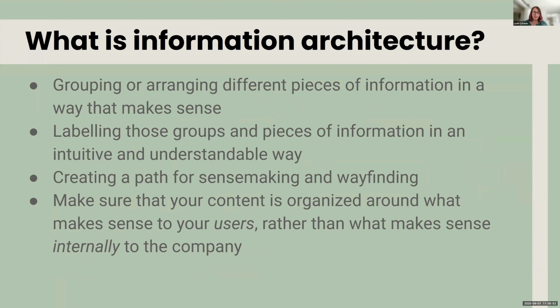So what is information architecture? IA is the practice of grouping or arranging different pieces of information in a way that makes sense. It also includes labeling those groups and pieces of information in an intuitive and understandable way. And all of that creates a path for users to make sense of the information in front of them and find their way around your content. And you can really effectively test the IA before the team begins actually writing the content.